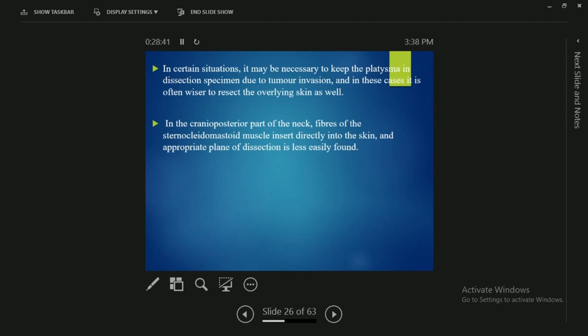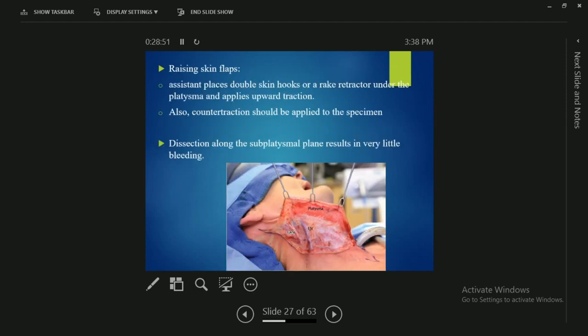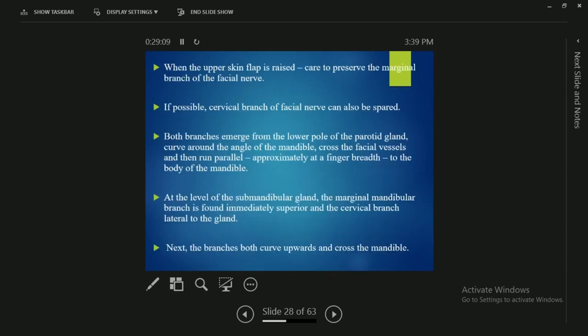In the craniposterior part of the neck, fibers of the sternocleidomastoid muscle are inserted directly into the skin and the appropriate plane of dissection is less easily found. Raising the skin flap, the assistant places the double skin hook or a rake retractor under the platysma and applies upward traction. Also the counter traction should be applied to the specimen. Dissection along the subplatysmal plane will result in less bleeding.